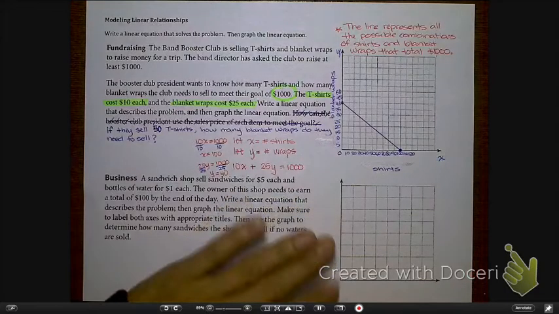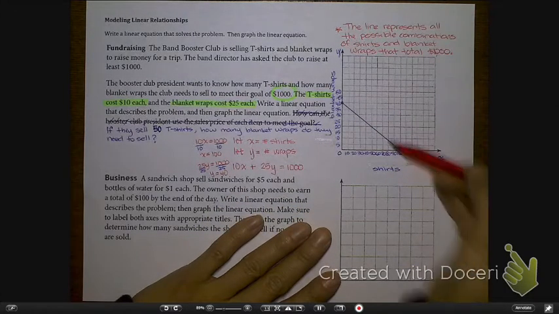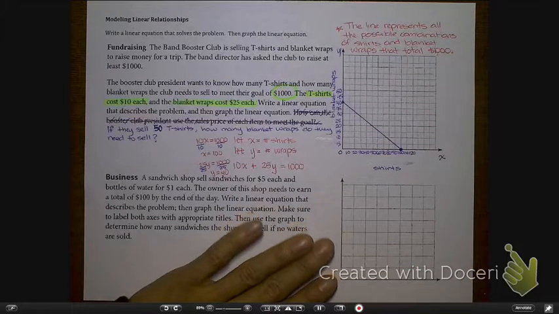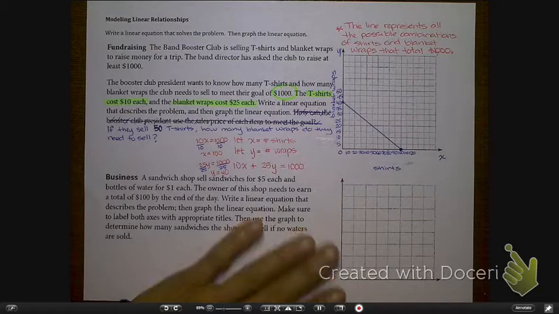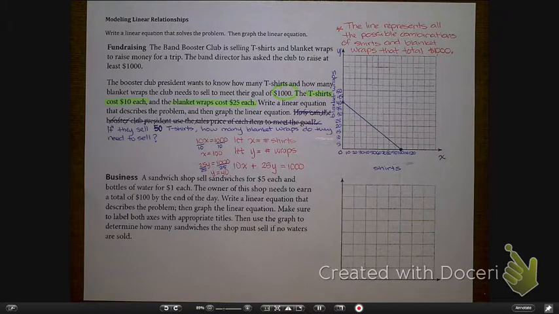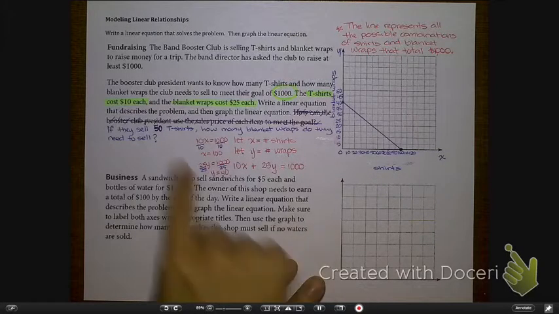Okay, so any point on this line represents a number of shirts and a number of wraps that when I calculate that total, it makes $1,000. That's what the points on the line represent, okay? So I can use the line to answer questions like this one.